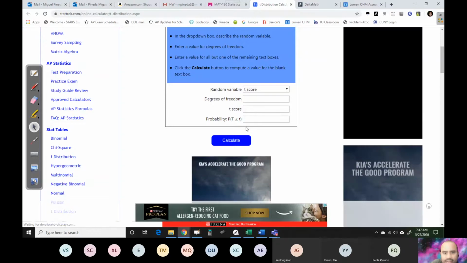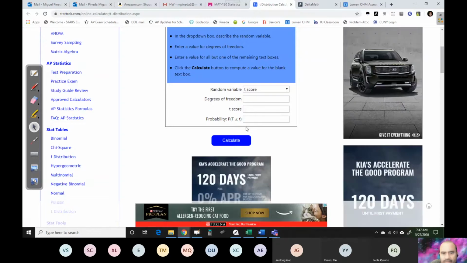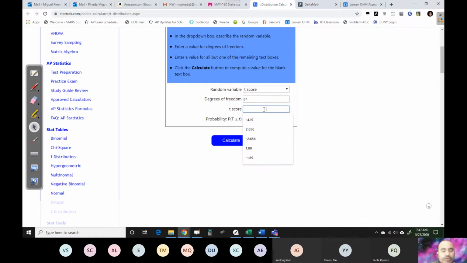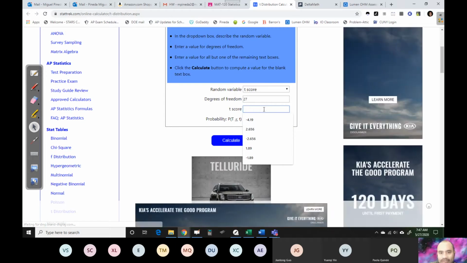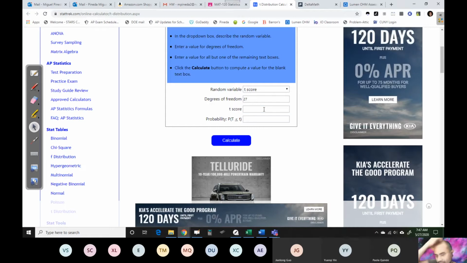This should be a random variable. We need to find the t-score. No, let's see, because these automatically assume from left to right. So the degree of freedom was 27, right? So I'm assuming that it's not going to ask you for the left side because it already knows the left side. So it's only asking you for one. The problem would be if we needed to find the area between two numbers.